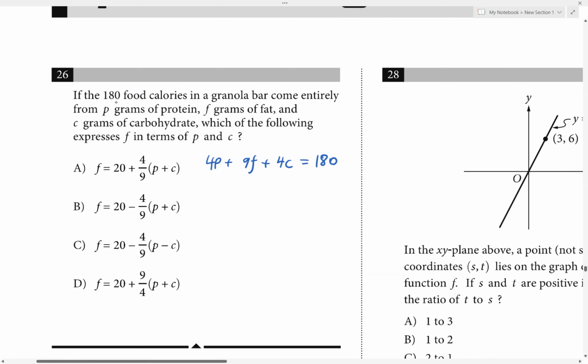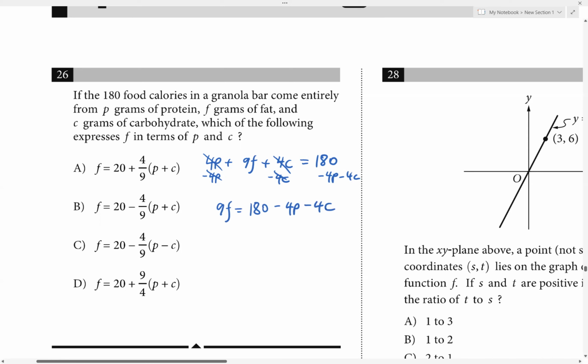So now once we have the equation, we can go ahead and rearrange it, and we're trying to solve for F in terms of the others. So pretty much we're trying to get F by itself. Okay, so before we can get F by itself, we have to get the non-F terms on the other side. So we'll do minus 4P on both sides. Then we do minus 4C on both sides. Okay, they cancel out there. So it'd be 9F equal to 180 minus 4P minus 4C.